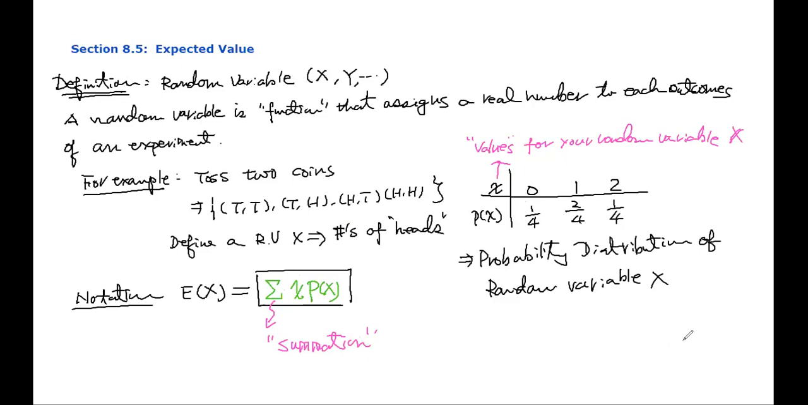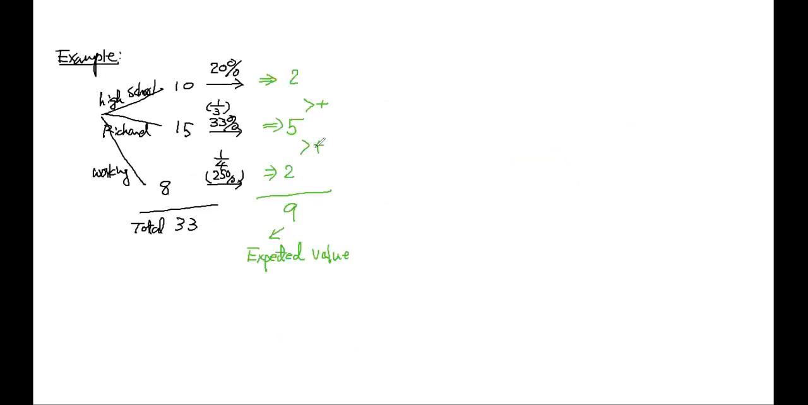It's just like our party example. You invited 10 people, but only 20% came, so it's 2. So you add it up. That's what we call expected value. All right? It's a very, very simple definition. It's how much you expect, right?